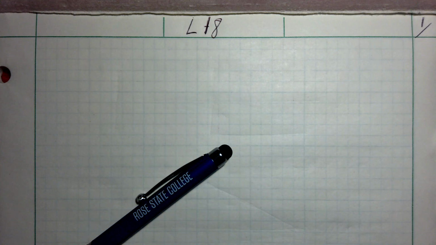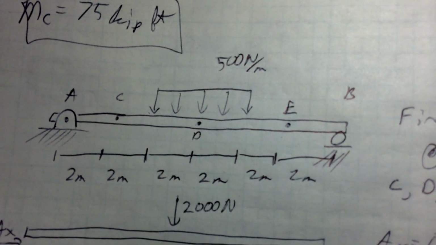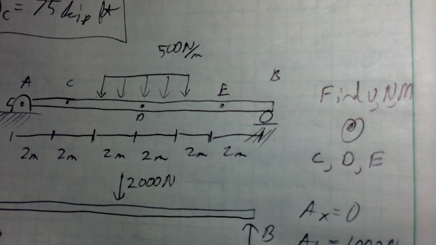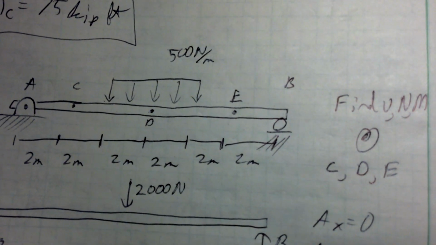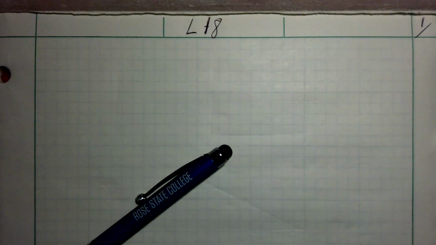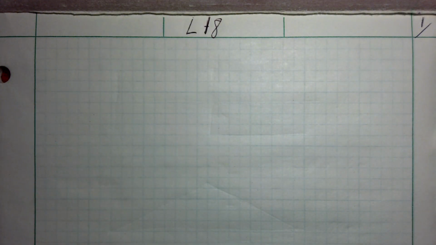Welcome back. We're going to continue looking at shear moment diagram problems. Now we're going to revisit this problem that we worked earlier where we just simply found the shear, the normal, and the moment at 3 different points. Here we're just going to worry about the shear and the moment, but we're going to go ahead and draw shear moment diagrams on this one. So we're basically going to rework that problem.